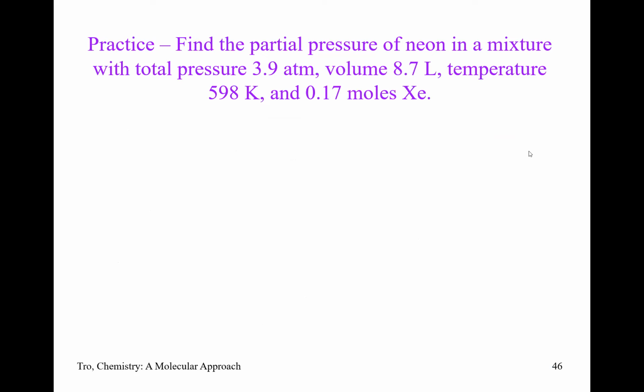Here's another example, sample problem. Find the pressure of neon in a mixture with a total pressure of 3.9 atmospheres. Gives us the volume, temperature, and the moles of xenon. So it looks like we've got two gases in there. We know the total pressure, and we know the moles of one of the gases.